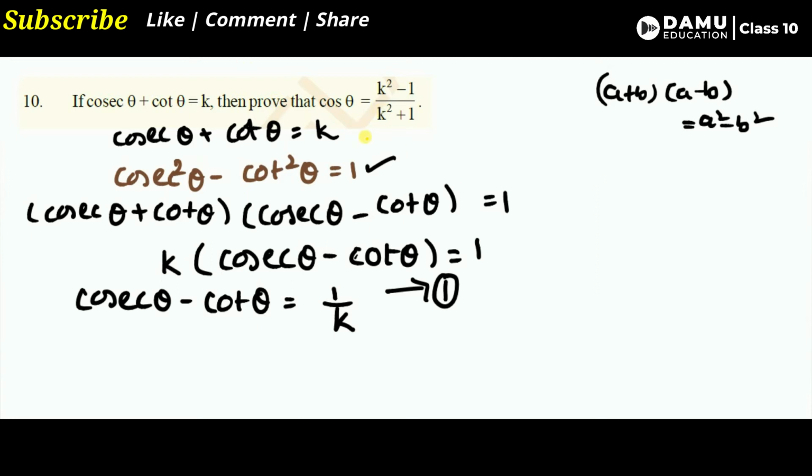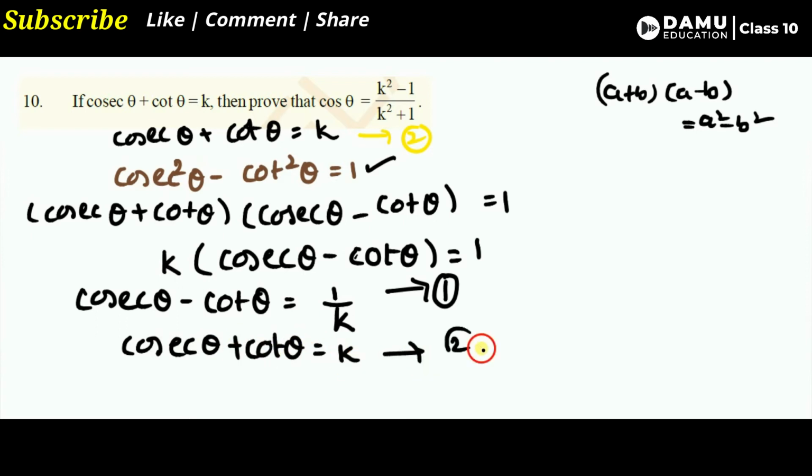Let's take this as equation 2. As given, cosecant theta plus cot theta will be equal to k. This is equation 2. What you can do here is use equations 1 and 2.